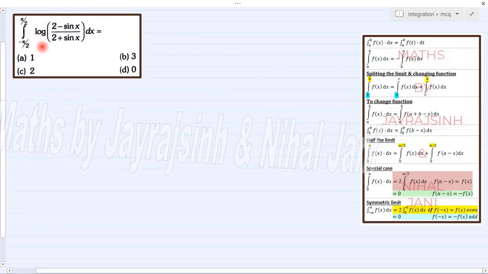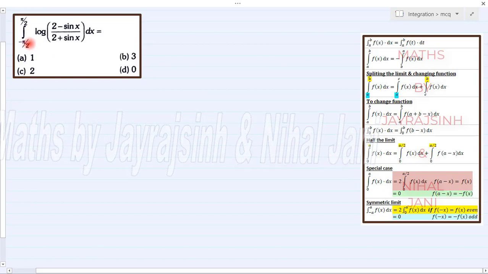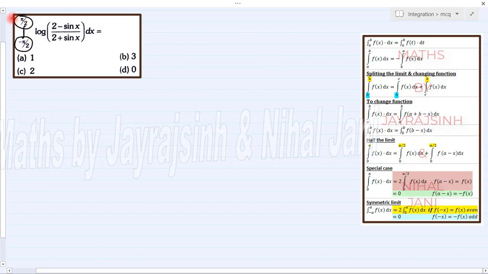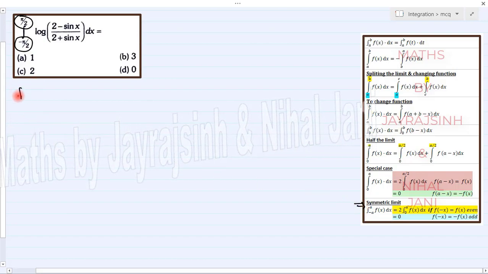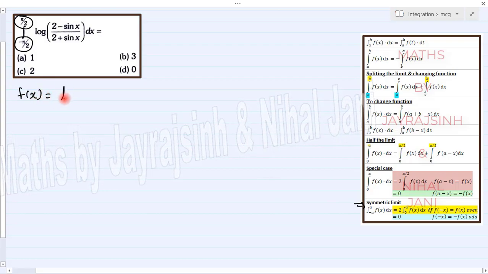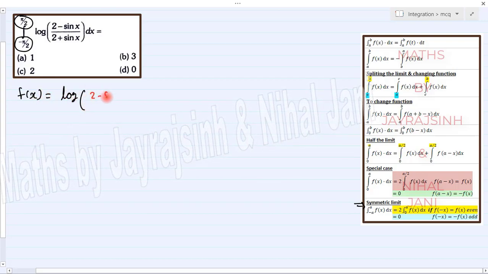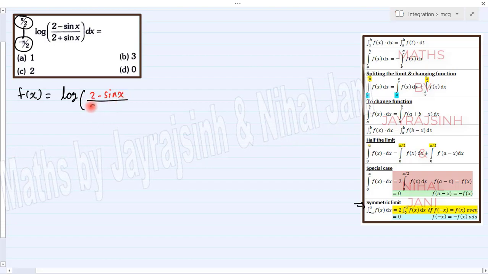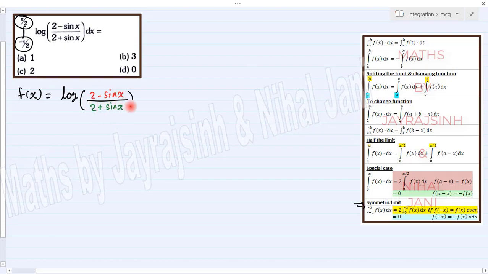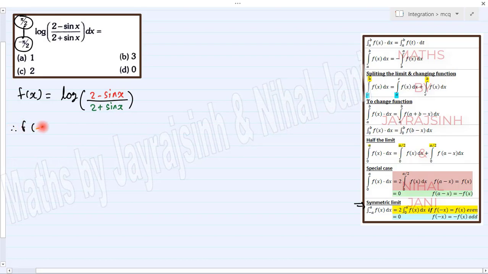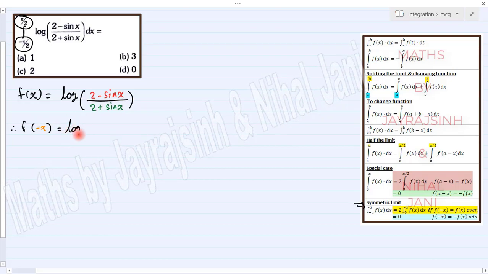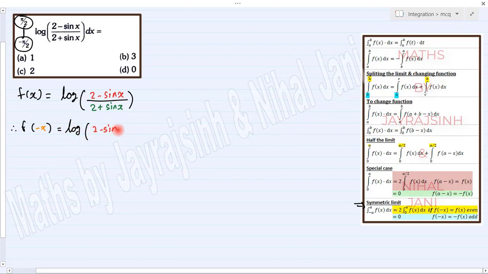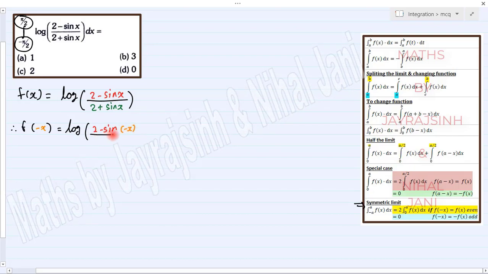We have to integrate log of (2 minus sin x) upon (2 plus sin x). Limit is from minus pi by 2 to plus pi by 2. So here we have a symmetric limit. So let's check whether our function is odd or even. We have log of (2 minus sin x) upon (2 plus sin x). So let's find out f of minus x. That means we have to replace our x by minus x. So we will get log of (2 minus sin(-x)) upon (2 plus sin(-x)).